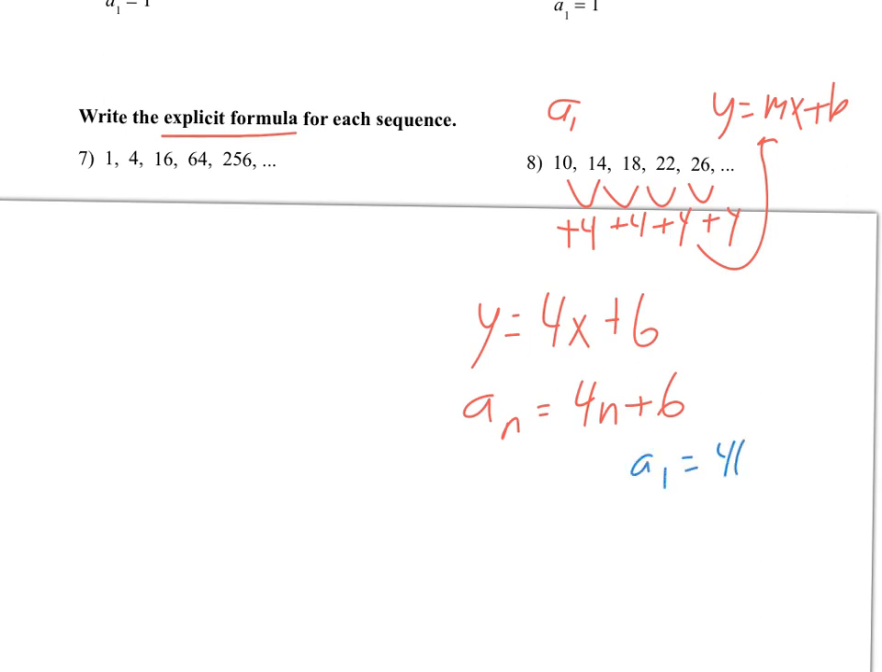I can just test it out here. So when I do a sub 1, I get 4 times 1 plus 6, which is certainly 10. So that one checks out. And then a sub 2, I get 4 times 2 plus 6, which is 14. So that one checks out as well.